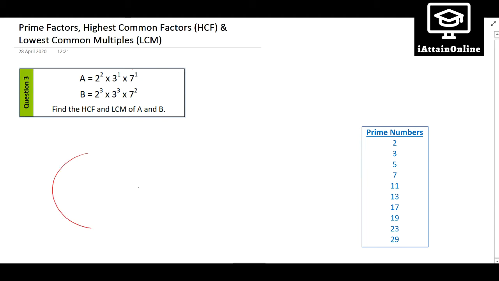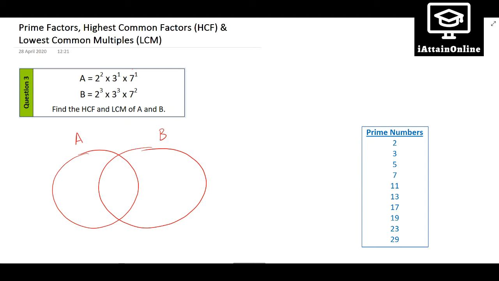But I'm going to start. The prime factors have already been given to us. So I'm going to start by writing number A and number B. Now remember, what goes in the overlap is the factors that are common. So remember, 2 squared means 2 times 2, and 2 cubed means 2 times 2 times 2. So the ones that are common in both, we've got a 2 in both, which I'm going to write in once. Then we've got another 2 in both, which I'm going to write in again.